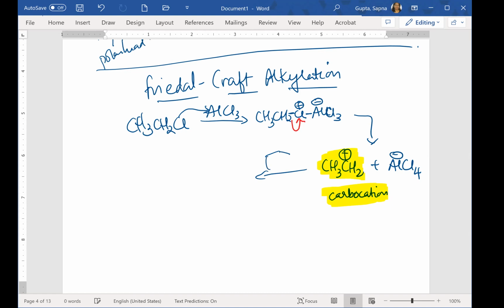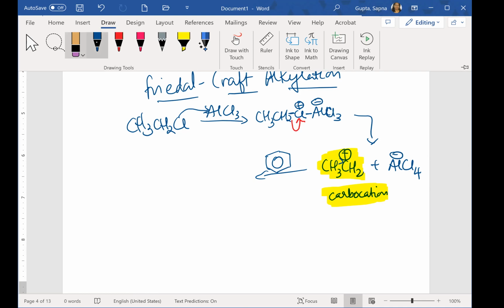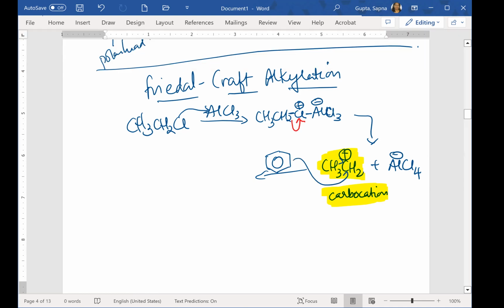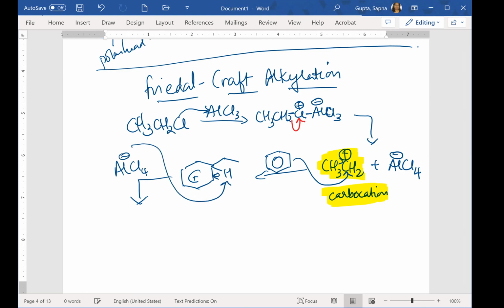Now comes in the benzene right here. Okay, look, my arrow is so pretty. Okay, I'm gonna redraw that. There, it's prettier. So then there's the CH2, CH3, there is the hydrogen, and then comes in the aluminum chloride minus, picks up this hydrogen, and all is good.